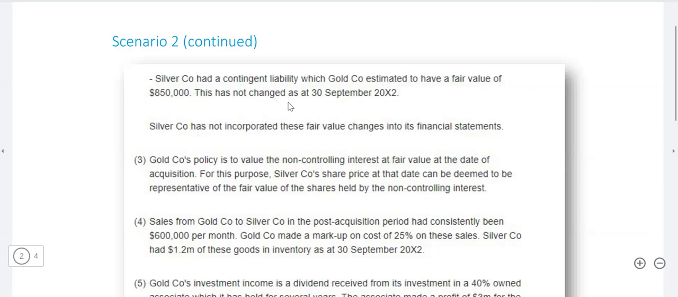And there is a rule that the contingent liability of the subsidiary becomes a liability in the consolidated financial statement. Although in the individual financial statement, it is still being treated as a contingent liability, when you're doing the consolidation, it is being recorded as a liability. So again, we will be taking that in working number 2. Silver company has not incorporated these fair value changes into the financial statement, so we are supposed to do that.